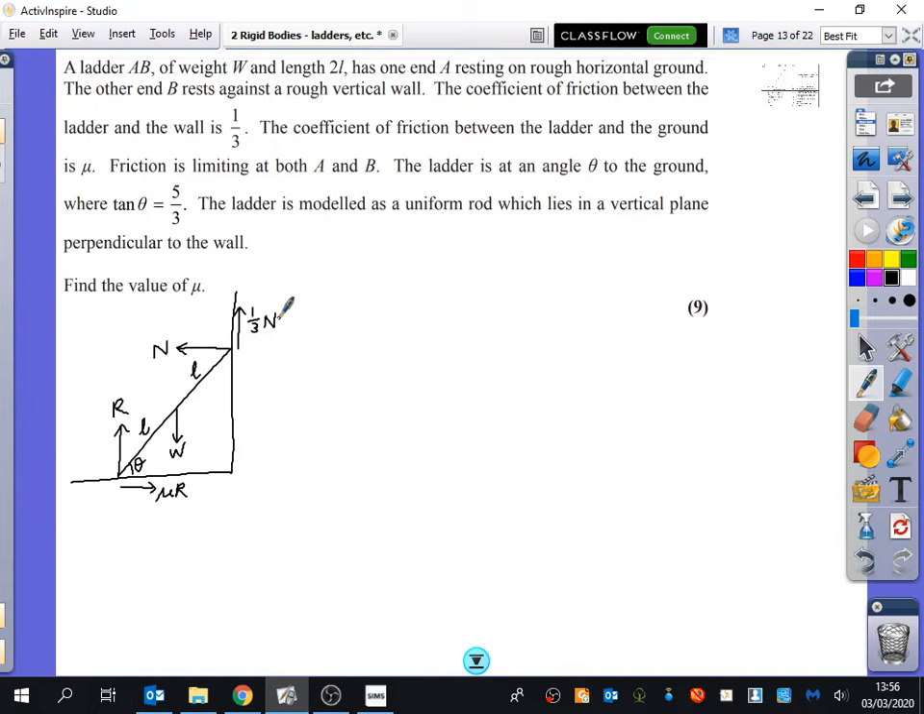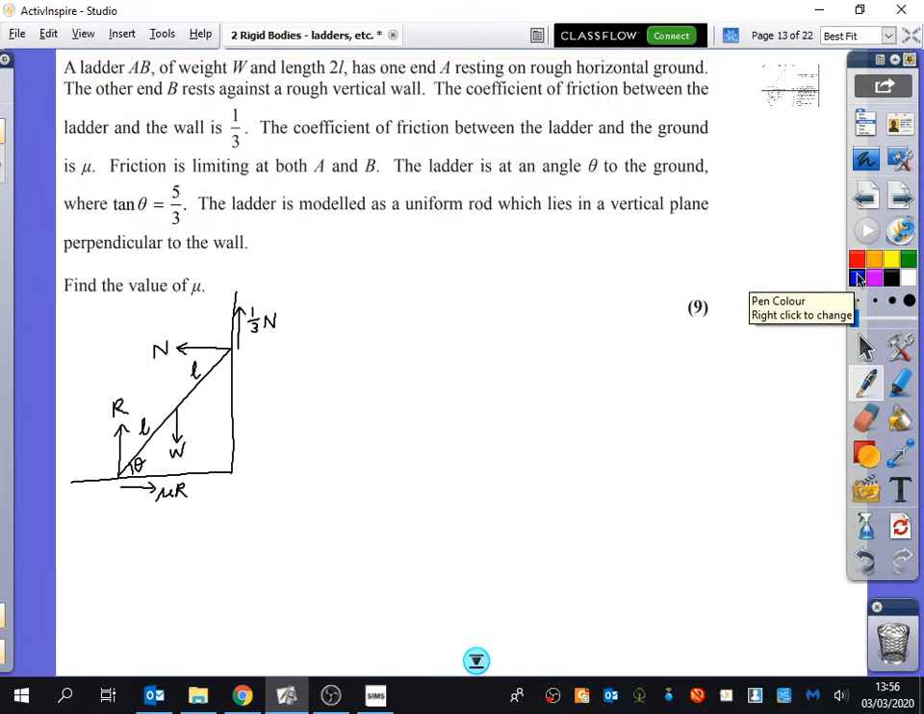Is the coefficient of friction different? Yes, the coefficient of friction between the ladder and the wall is a third. The coefficient of friction between the ladder and the ground is mu. So they're different materials. Yes, Hamza? Does the friction count as a force? Of course. Yeah, the friction is a force. Definitely.